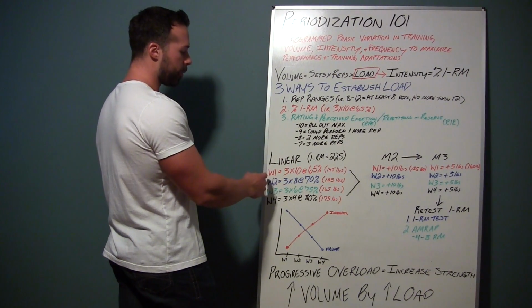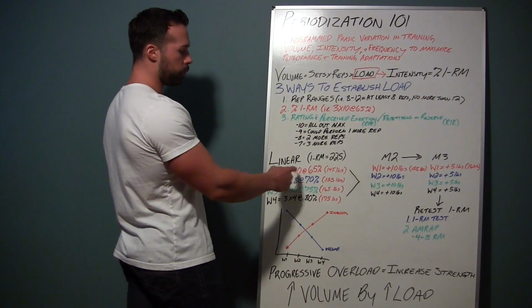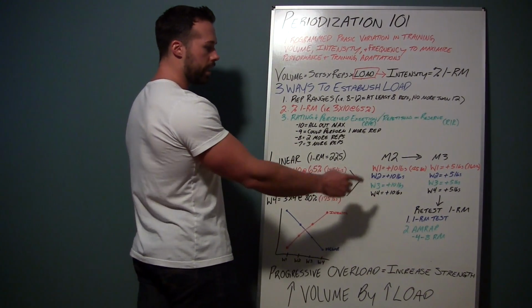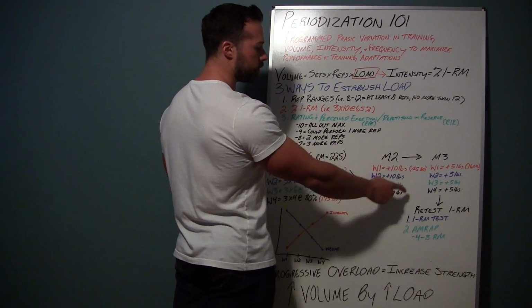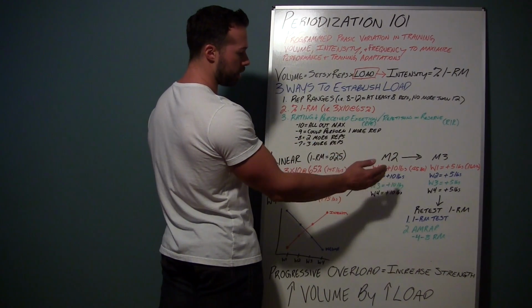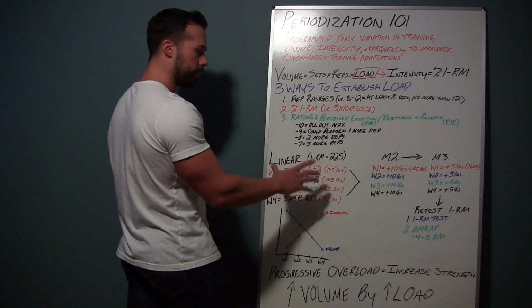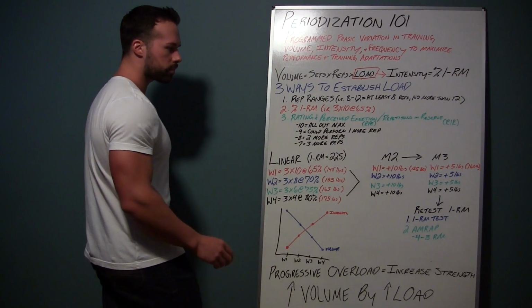So if in block number 1, week 1, 3 sets of 10, we did 145 pounds, in training block number 2, we're going to do 3 sets of 10 with 155 pounds. And you're going to increase by 10 pounds for each of the weight lifted in block number 1.